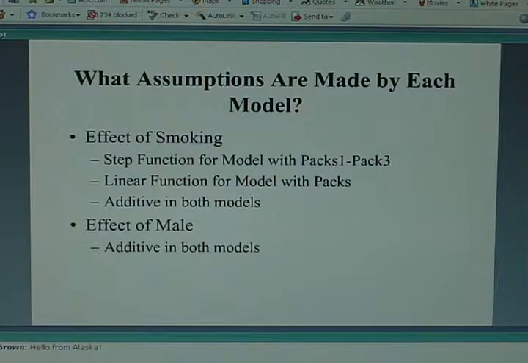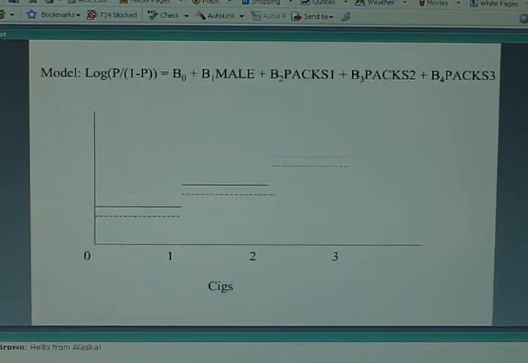To see that pictorially, this is sort of what's being implied by the first model. The model says your log odds of disease is B0 plus B1 times male plus B2 times PAX1 plus B3 times PAX2 plus B4 times PAX3. Here's a graph that has cigarettes as the x-axis. I didn't label the y-axis. I should have. What we have here is the person's log odds of developing coronary heart disease. What's on the left-hand side of the equation.